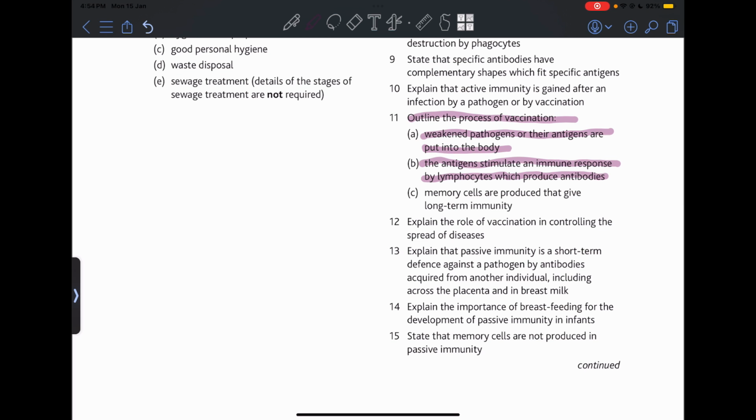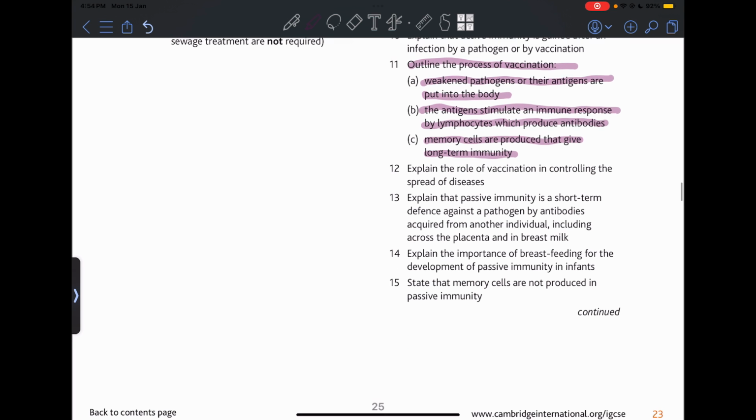Now, C says memory cells are produced that give long-term immunity. So memory cells basically will know if you get the disease once again, then your body will already have a reaction done to it, so you will have immunity. It will not have an effect on you if you actually get the disease. Number 12 says explain the role of vaccination in controlling the spread of diseases.